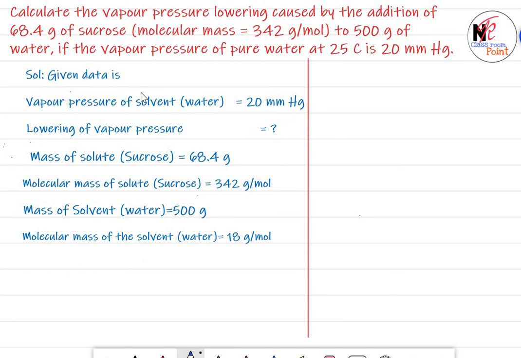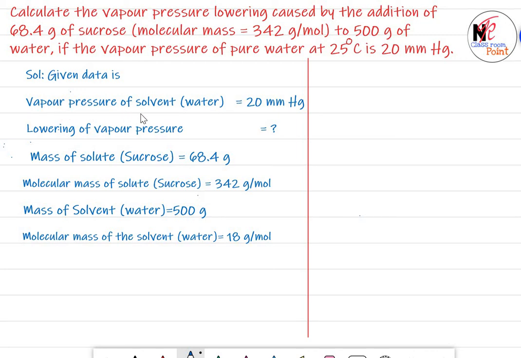Now let us solve another question. The given question is: calculate the vapor pressure lowering caused by the addition of 68.4 grams of sucrose, its molecular mass also mentioned in the bracket as 342 grams per mole, to 500 grams of water. If the vapor pressure of pure water at 25 degrees centigrade is 20 millimeters of Hg. Let's see what the procedure is.